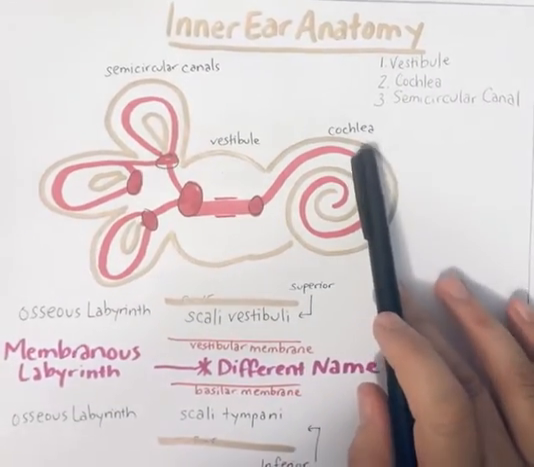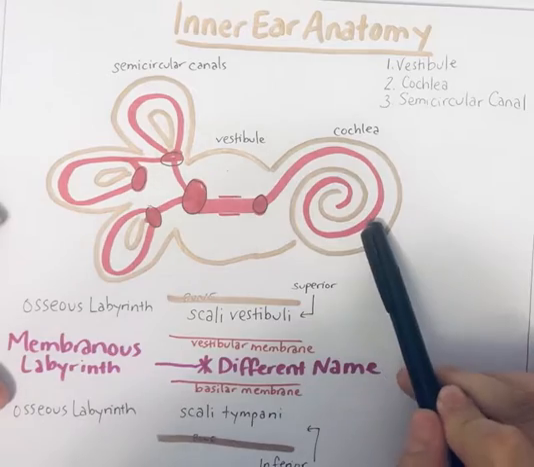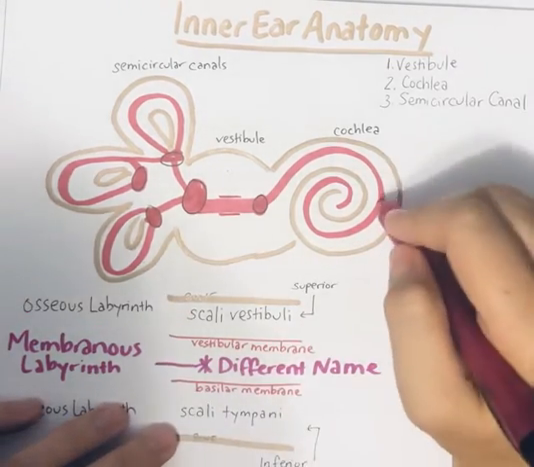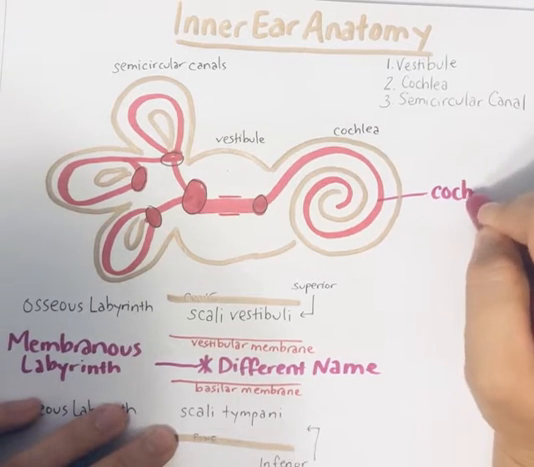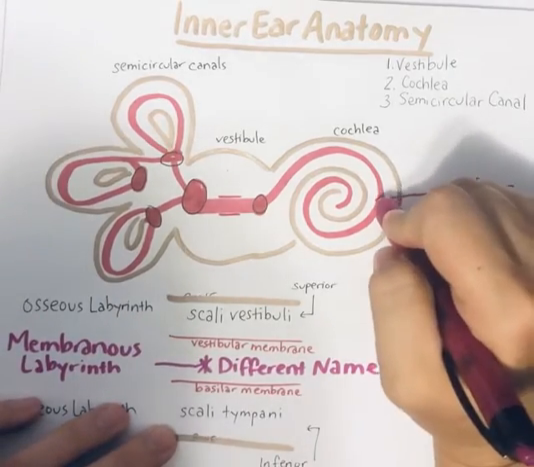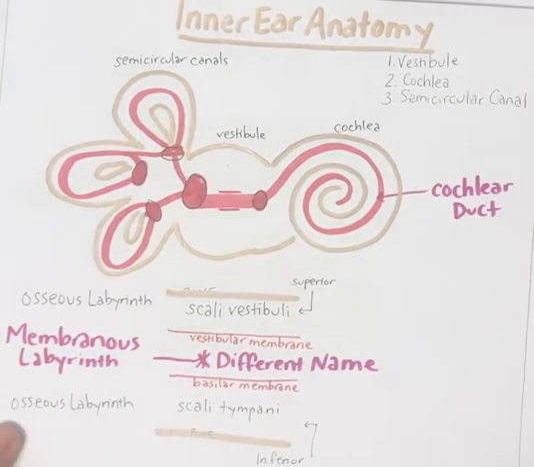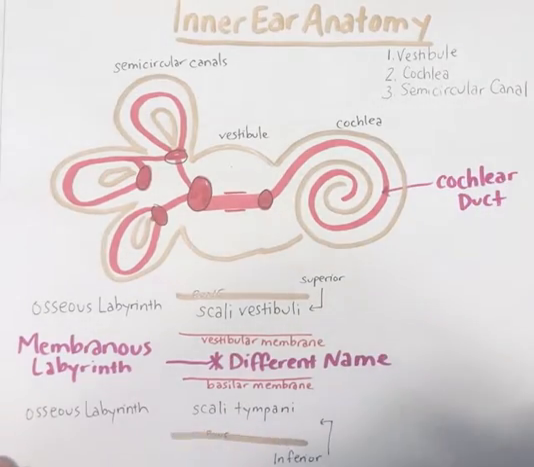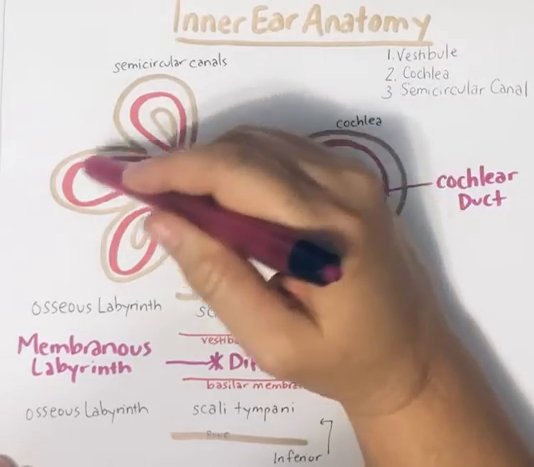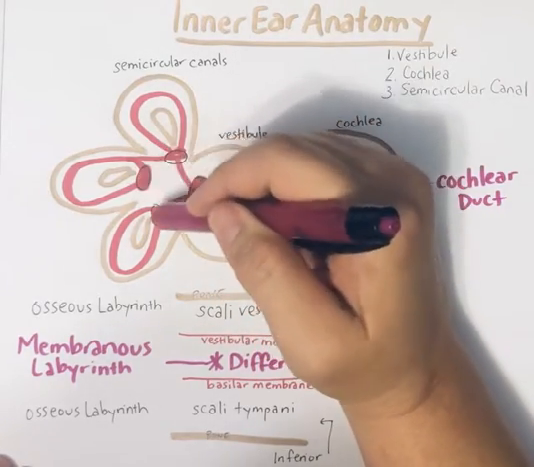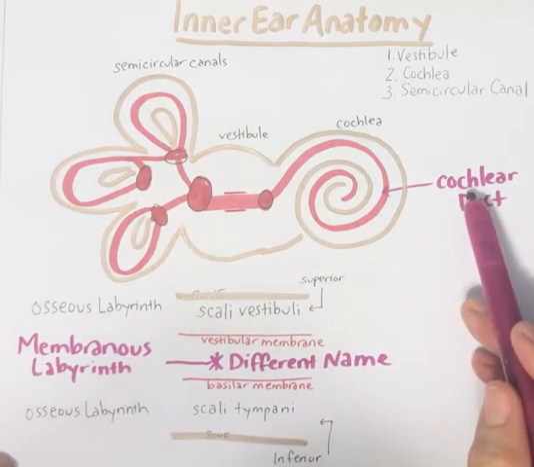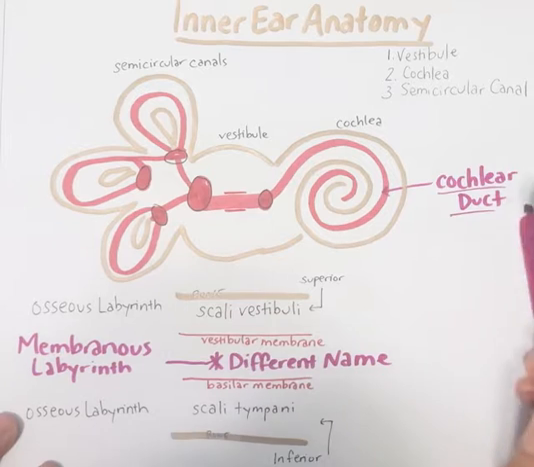So when we talk about the cochlea, its membranous labyrinth is known as the cochlear duct. This is literally the membranous labyrinth of the cochlea. That's pretty easy, cochlear duct. Now, the vestibule has 2, and the 3 semicircular canals have 1 for each semicircular canal, and they have their own names. The first one I'm going to talk about is the cochlear duct.